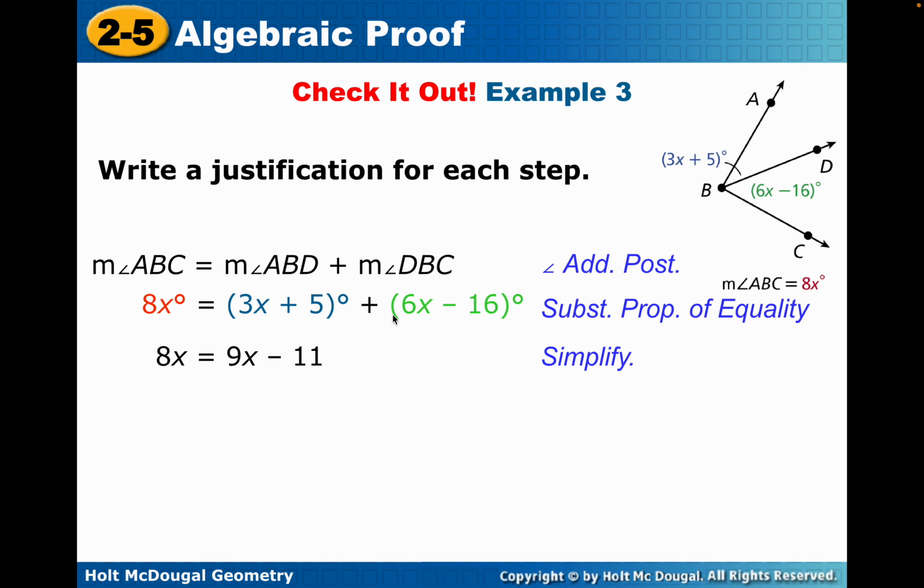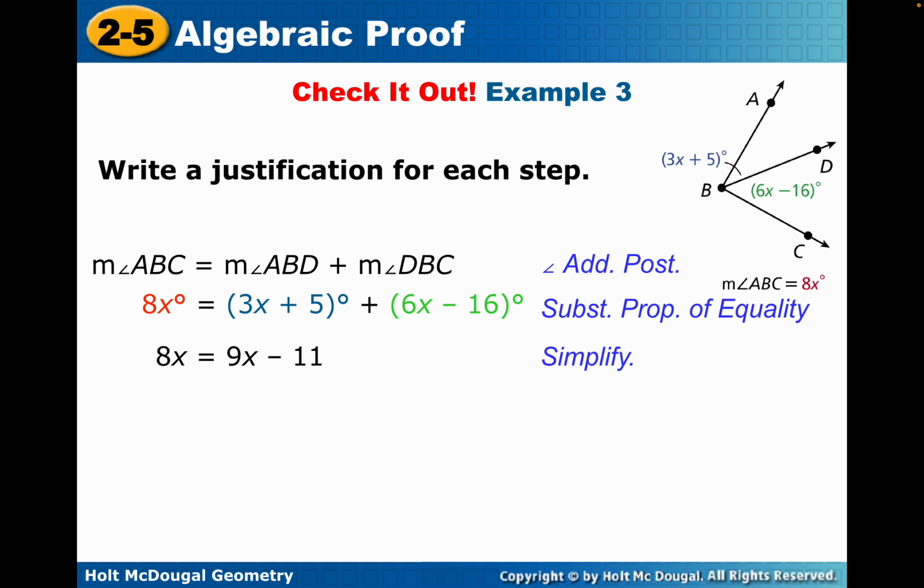So you should get that. You add those x's together, you get 9x. Then you have 5 minus 16. And that is going to be negative 11. So we have 8x equals 9x minus 11. All right, and that's simplify.